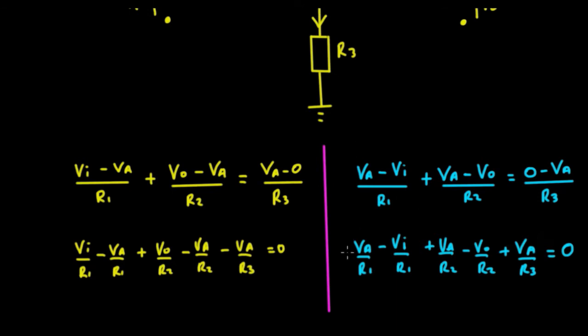So I could multiply this side here by a negative, and this equation here would become exactly like that equation there. Or equally, I could multiply this equation here with a negative and it would become that equation. The only difference between these two are how we've defined the direction of the current.